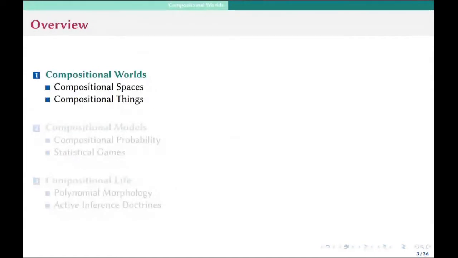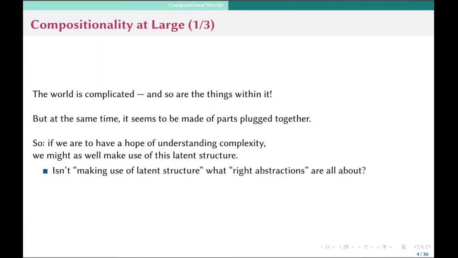Okay, so we're going to start with a kind of review of the familiar stuff. What makes the world compositional? In particular, I'm interested in spaces and the things that are living in those spaces and what makes them living things. So, of course, the world is really complicated, and so are the things within it. But at the same time, it does seem to be, more often than not, made of things plugged into other things, connected together. And so it seems that if we are to have any hope at all of understanding the complexity of the world and the complex systems that we've built in it, we might as well make use of this latent structure, which we seem to observe. And I think that's what the brain does all the time by observing patterns. And effectively, isn't making use of latent structure what right abstractions are all about?